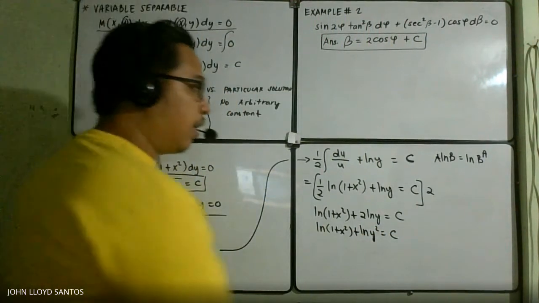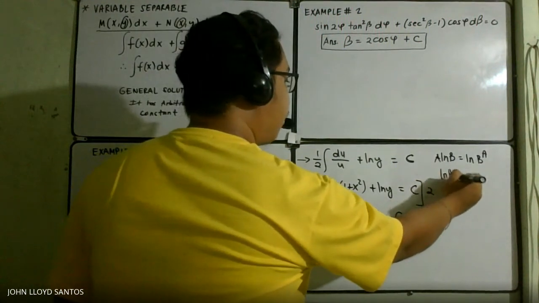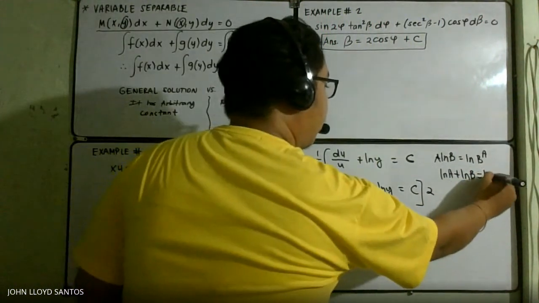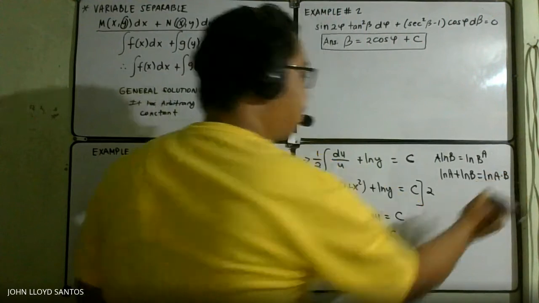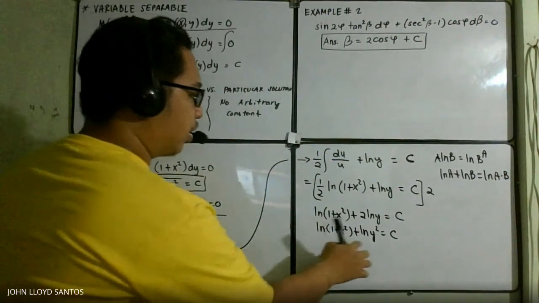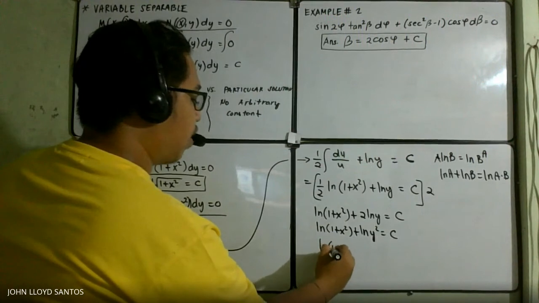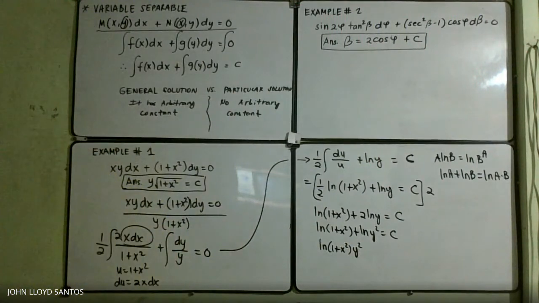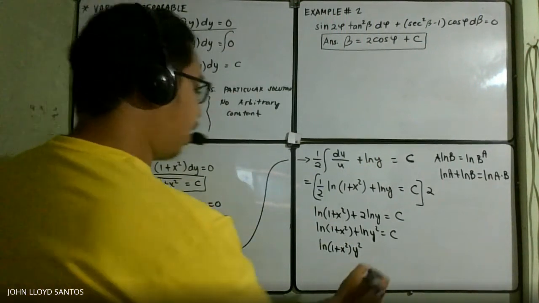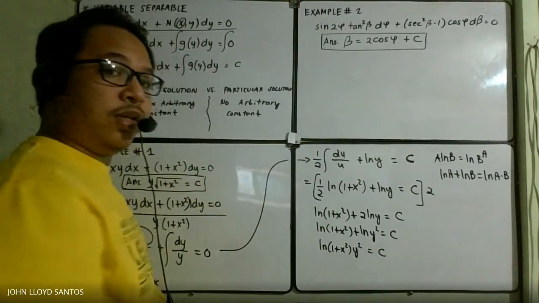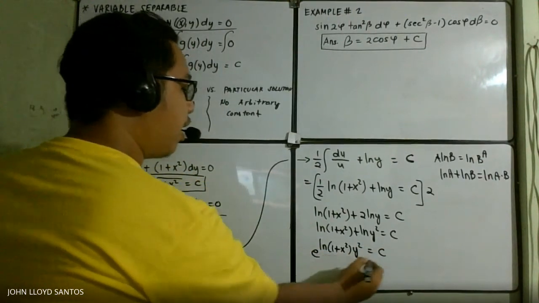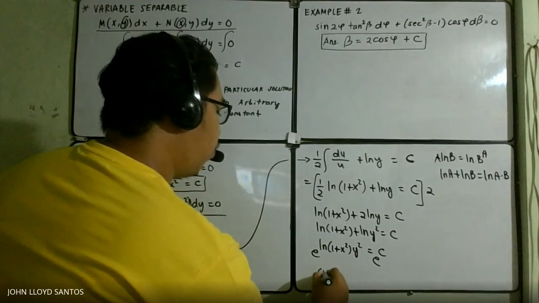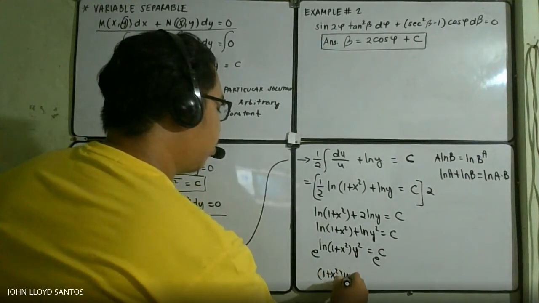But, no, meron din tayong rule sa logarithms na if you have an ln a plus ln b, no, addition. So, sabi ng laws of logarithm, we have ln a times b. So, you have to multiply, no, itong dalawang function sa loob. So, 1 plus x squared and then y squared, no? y squared equals c. So, we take yung exponential to cancel the ln, no? So, kailangan natin palabasin yung answer na to, no? So, this is 1 plus x squared y squared, no?